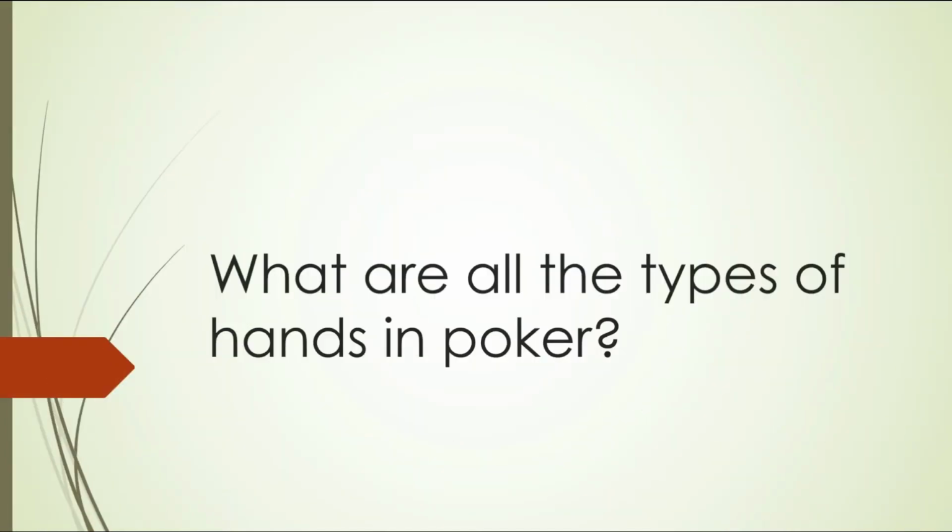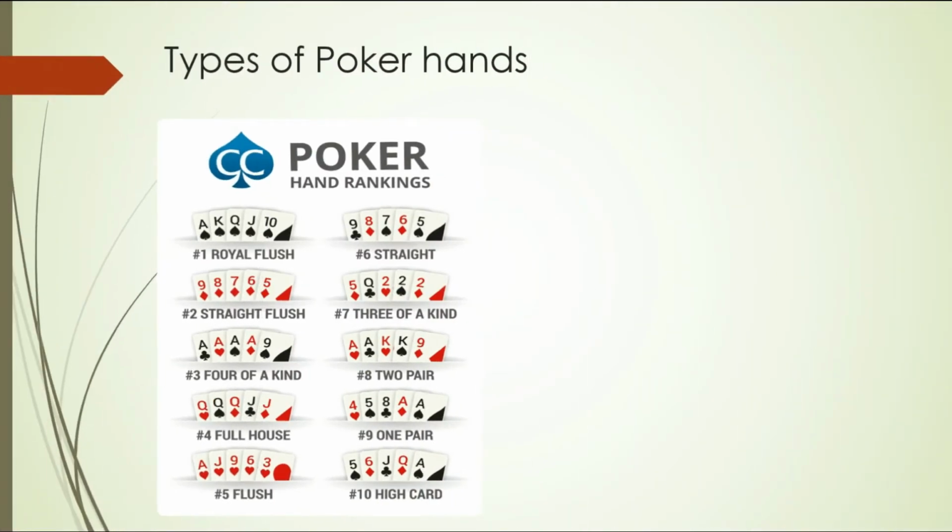So, you may be asking yourself right now, what are all the types of poker hands? Alright, so as you can see here, I have a picture, and these are every type of poker hand ranking. The first is a royal flush. This is the highest ranking in poker. Right below that is a straight flush. Below that we have a 4 of a kind, and then a full house, a flush, straight, 3 of a kind, 2 pair, 1 pair, and a high card.